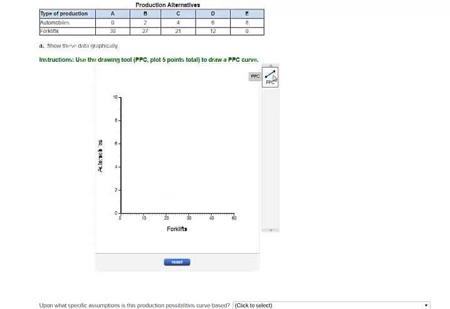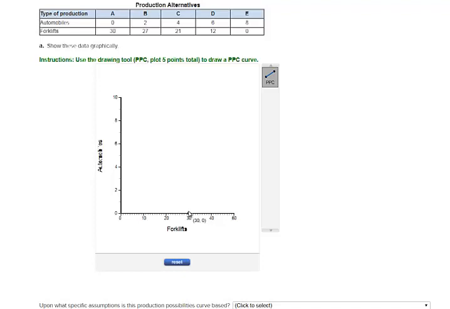So you'll start by clicking your mouse on the bar graph that says PPC, and then the vertical line is for automobiles and the horizontal line is for forklifts. So point A is 0 automobiles, 30 forklifts. You're going to just take your cursor and you'll see in parentheses what the points are. So this one is 29 and 0. You're going to go up 1 and you'll see that it shows you 30 and 0. So that's the first one.